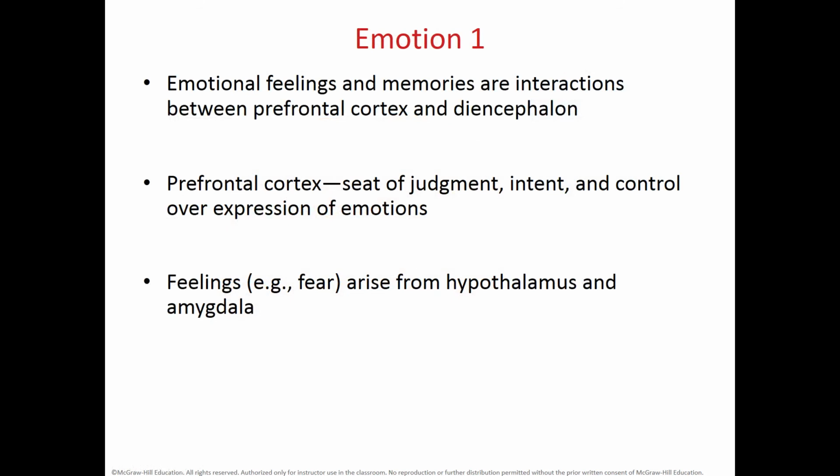Emotions are feelings and memories that interact between the prefrontal cortex and the diencephalon. The prefrontal cortex is an area where we have judgment, intent, and control over expression of emotions. Within these feelings, we have fear that arises from the hypothalamus and the amygdala.